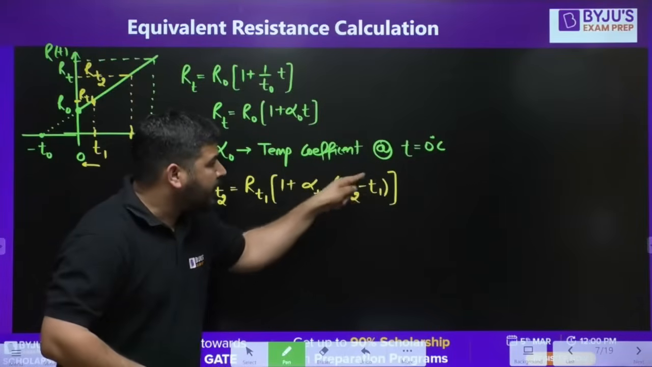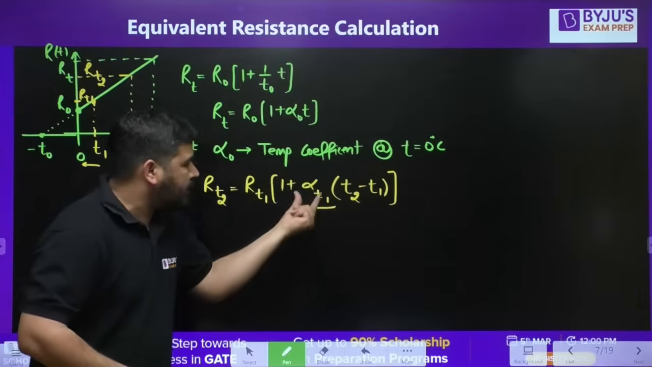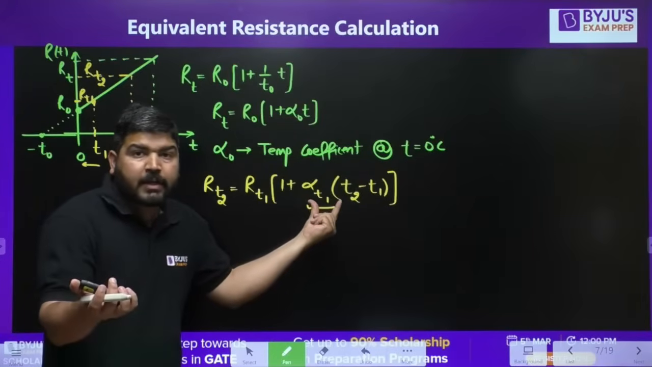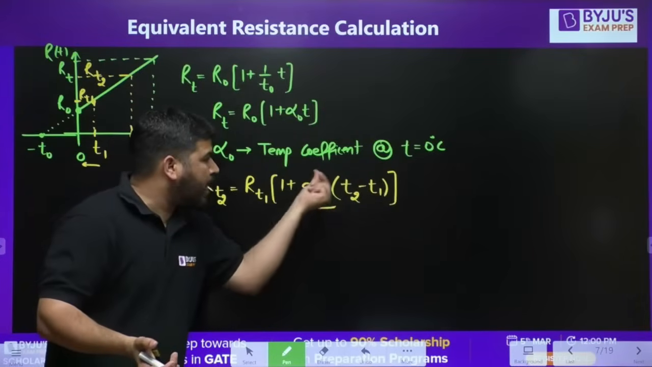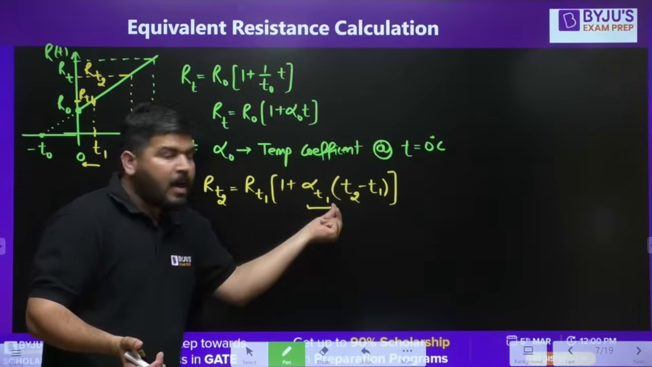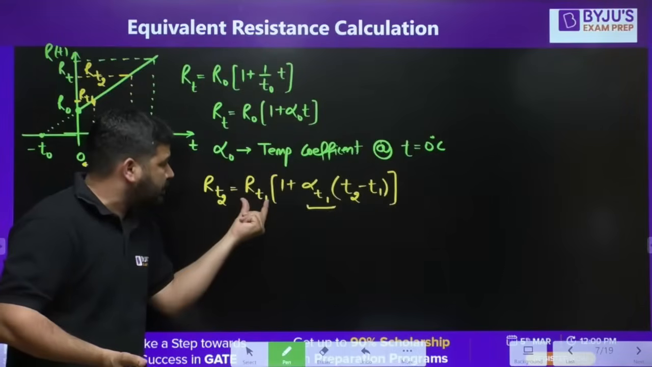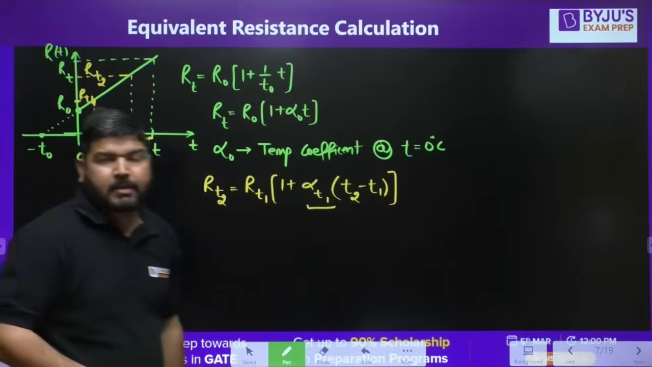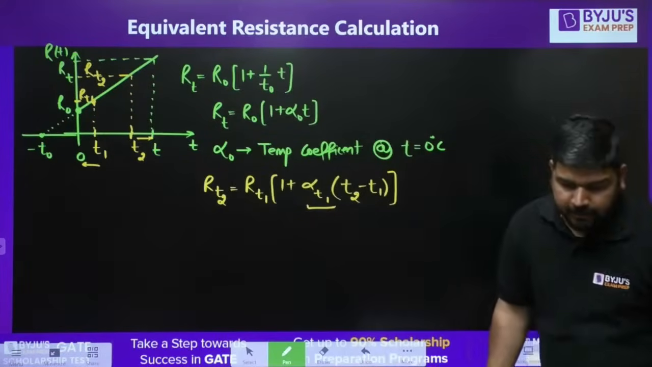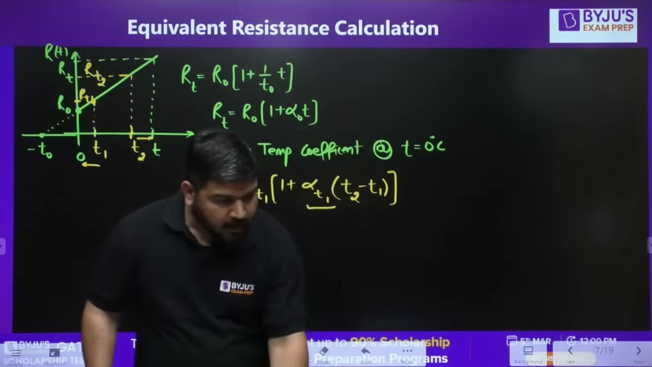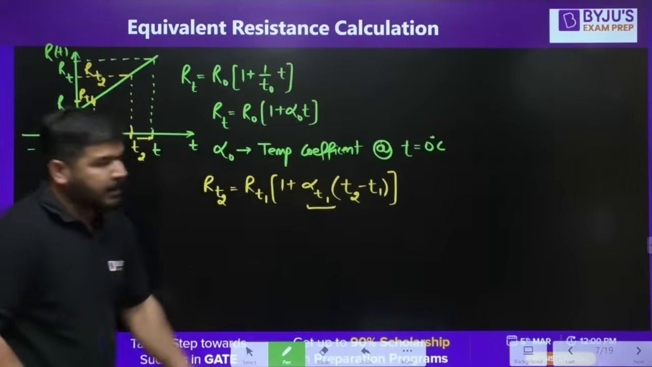Because the starting point is T1 now. So at that temperature T1, you have to check the temperature coefficient alpha T1. And at the same temperature, you have to know this value RT1. Then only you can calculate the resistance value RT2. I hope it is clear.